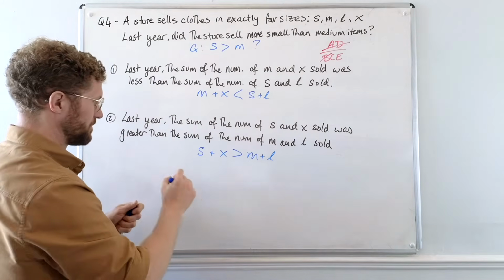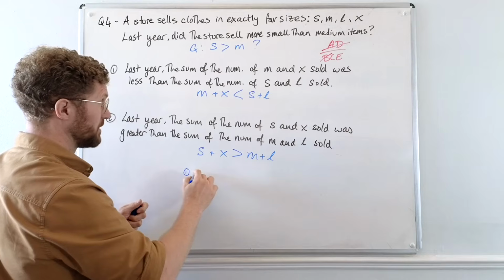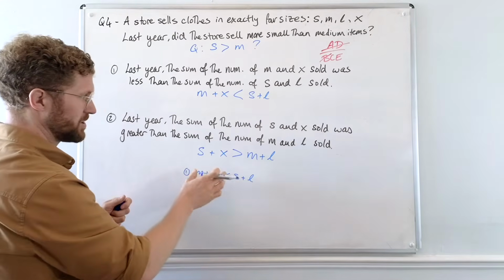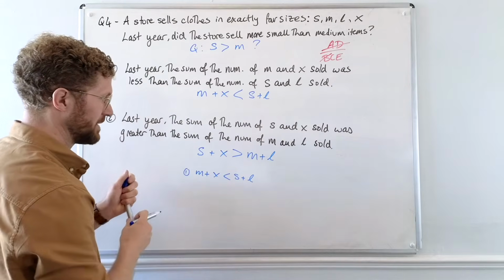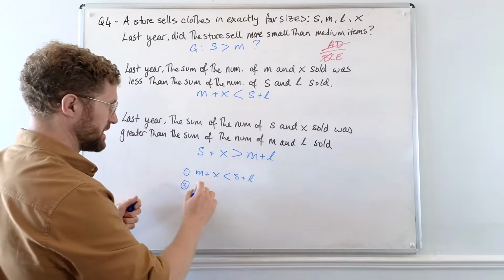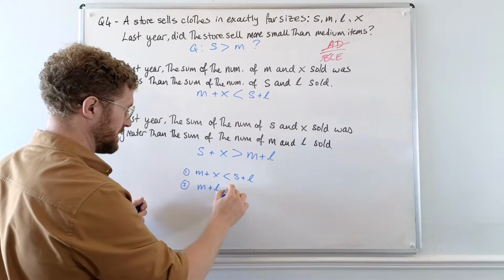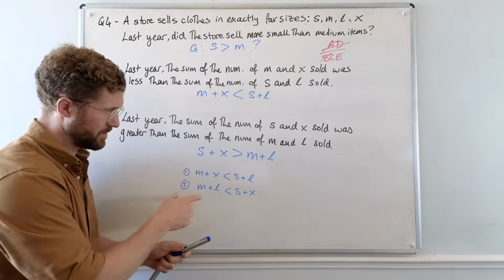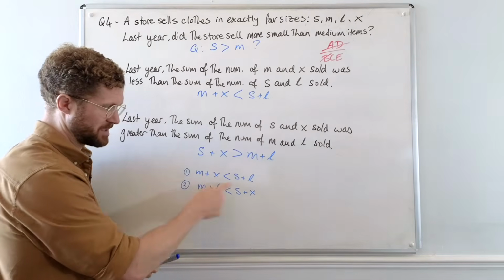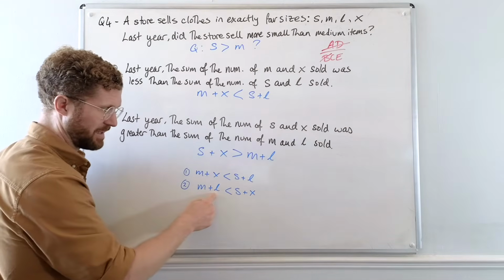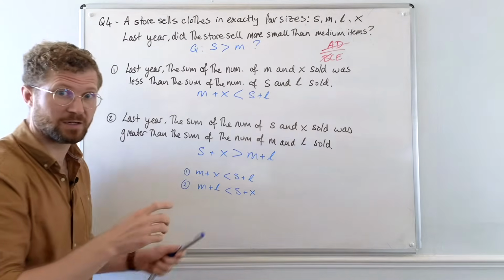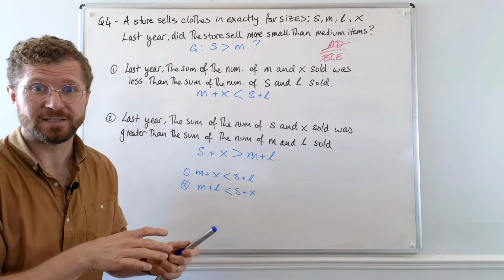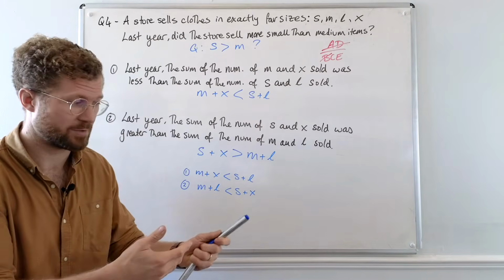So let's take this one. From statement 1, I've got M plus X is less than S plus L. And from statement 2, I'm going to turn this inequality sign around and say that tells me M plus L is less than S plus X. Now what I can do is notice, well, I've got an X on the left-hand side here and on the right-hand side here. And I've got an L on the left-hand side here and on the right-hand side here. I can do something a little sneaky. I can treat these as simultaneous inequalities, and I can add the 2 inequalities together.